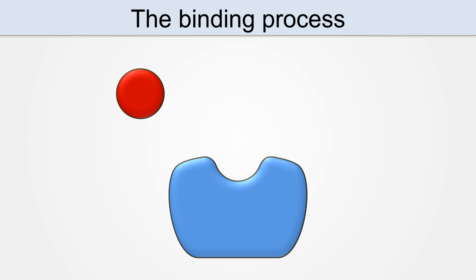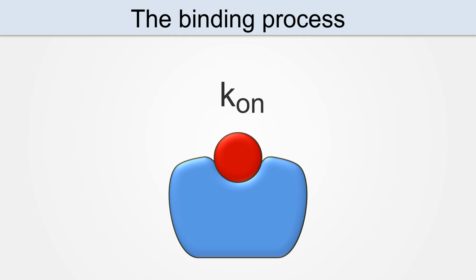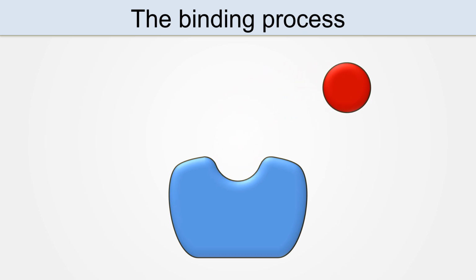Let's first go through a brief introduction on the basics of binding kinetics. Here's a cartoon of a simple drug-target interaction. Drug, in red here, associates with the target in blue. This is governed by the association rate constant, or K-on. The drug and target then stay together for a period of time, then the complex dissociates, governed by the dissociation rate constant, or K-off.